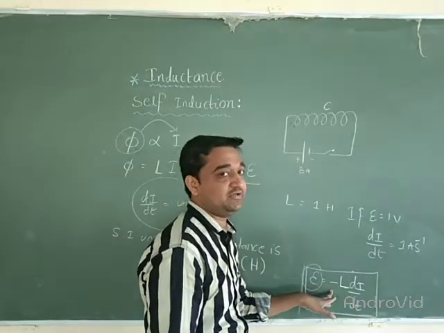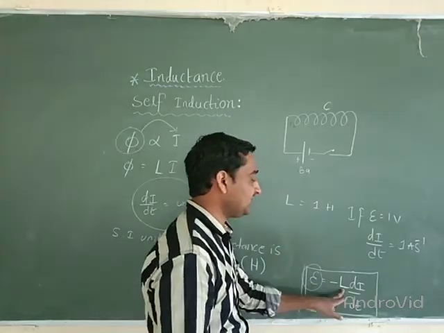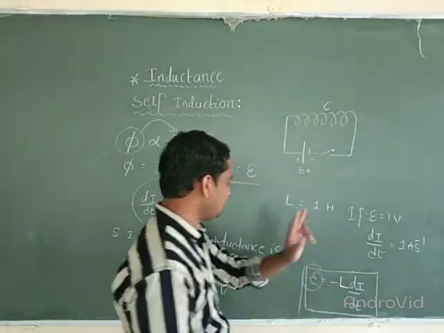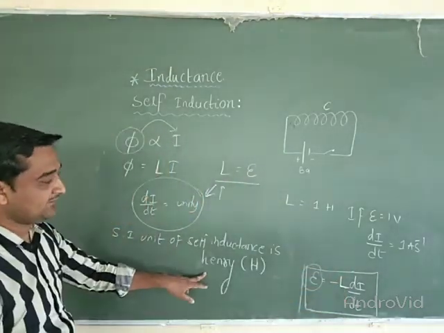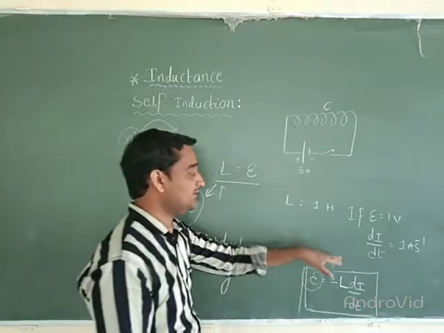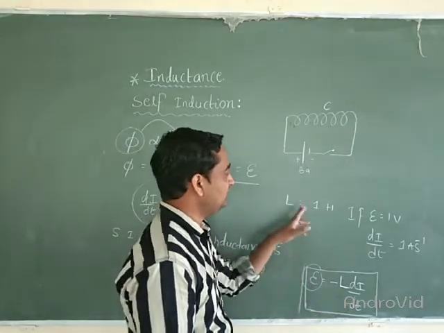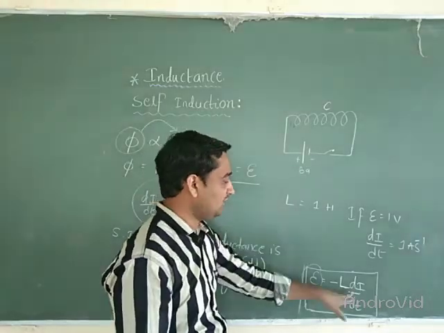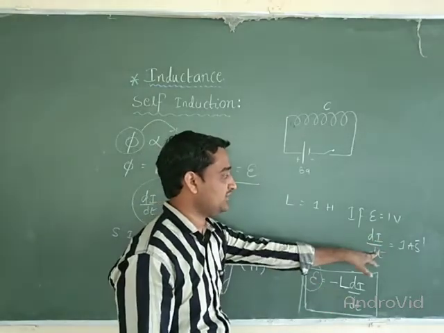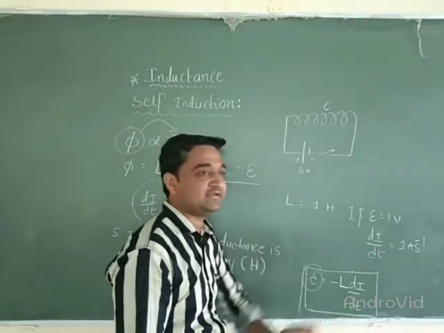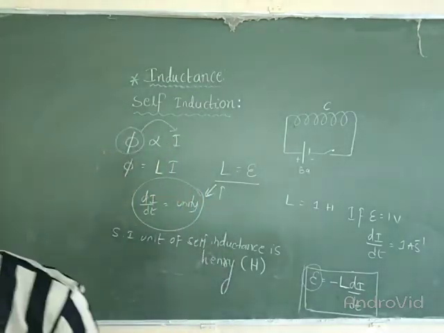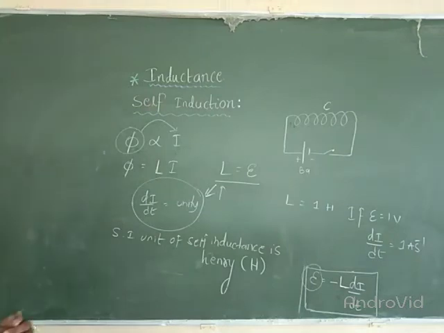Here minus N is according to Lenz's law. Here L is called the self inductance, and the SI unit of self inductance is Henry. And how to define 1 Henry? The self inductance of a coil is said to be 1 Henry if 1 volt of EMF is induced in the coil when the rate of change of current through the coil is 1 ampere per second. So this is the very important term we have discussed here, self induction.